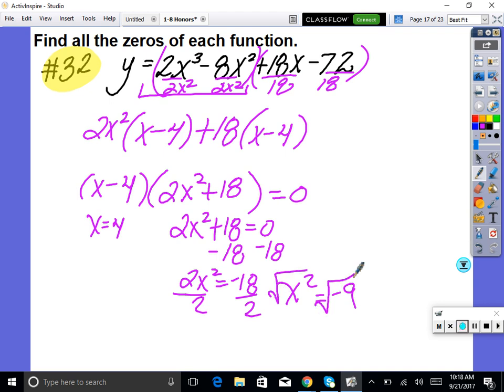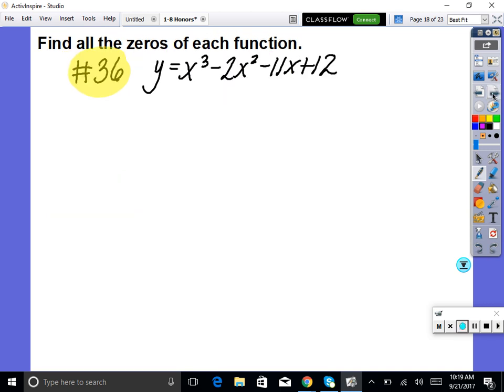Square root both sides. That's my point. Okay, and then x is equal to plus and minus 3i. Make sure you're using the fundamental theorem of algebra to your advantage. I have 3 solutions. I better have 3, and I do. So I'm good. Next one. This one, dang nabbit, does not factor by grouping. Looks like we are going to have to do p over q.